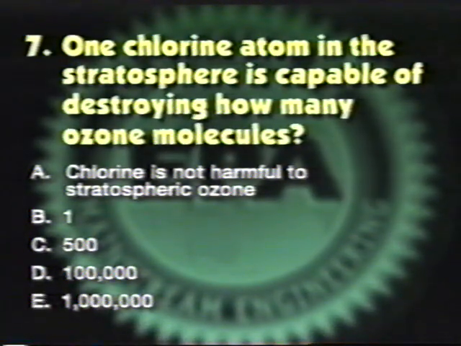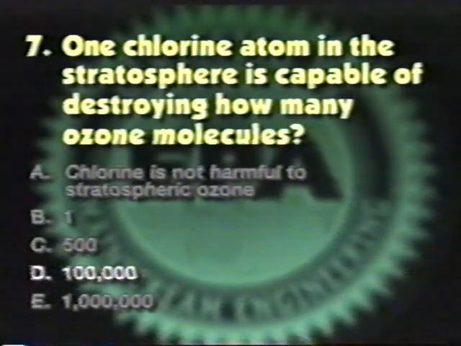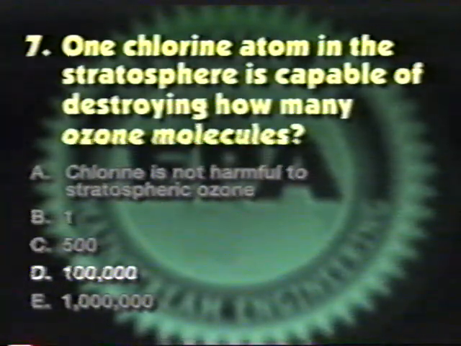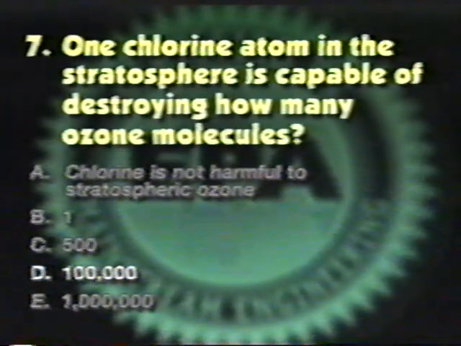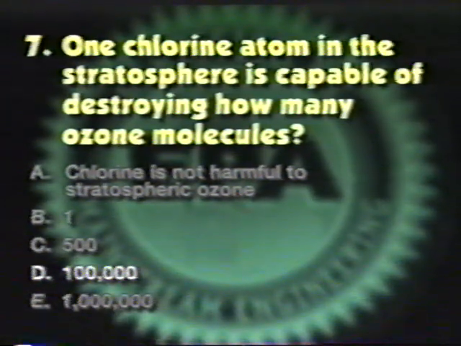The EPA states that each chlorine atom has the ability to destroy 100,000 ozone molecules in the stratosphere. Therefore, the correct response is D, 100,000.